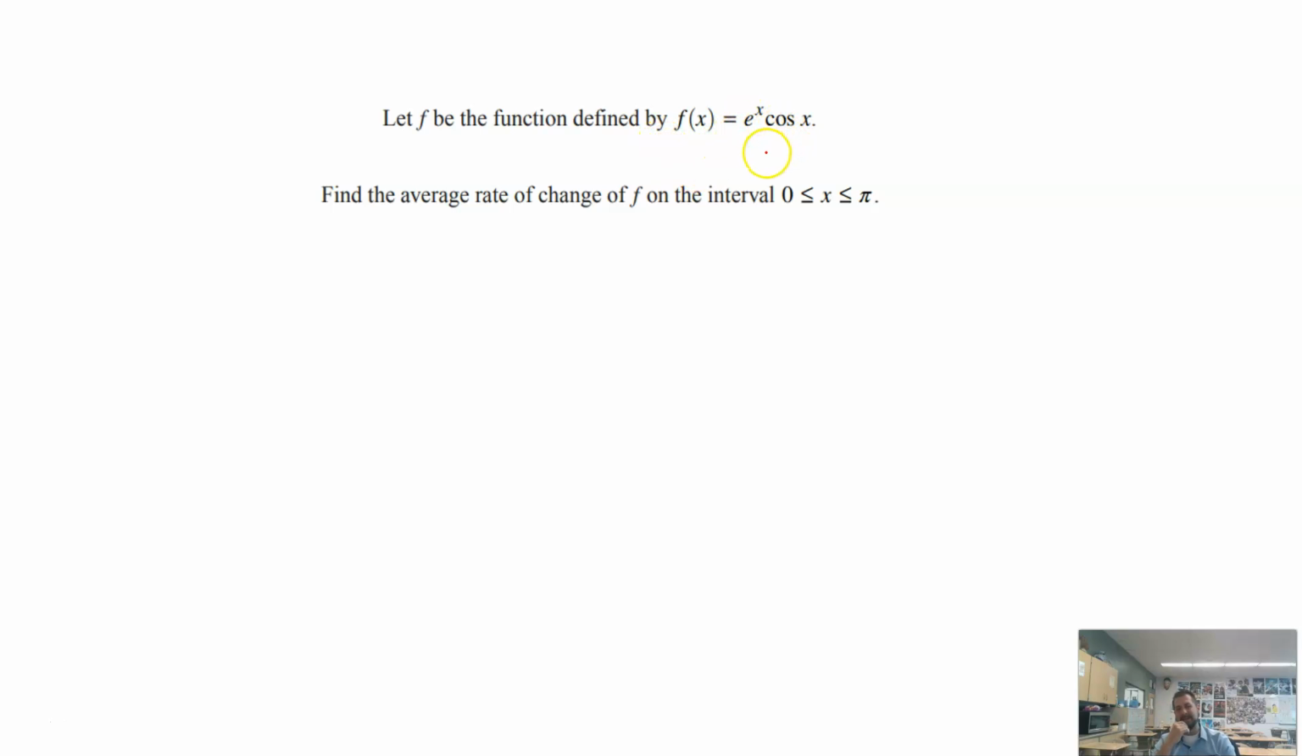equals e to the x cosine of x. And that's it. So what we do for letter A is find the average rate of change. Well, the average rate of change is y2 minus y1 over x2 minus x1 for any function, okay? Now, again, if you were looking for average value, then you would do an integral. But because this is average rate of change, I've got pi, I've got 0, and to find y2 and y1, I just plug those in.